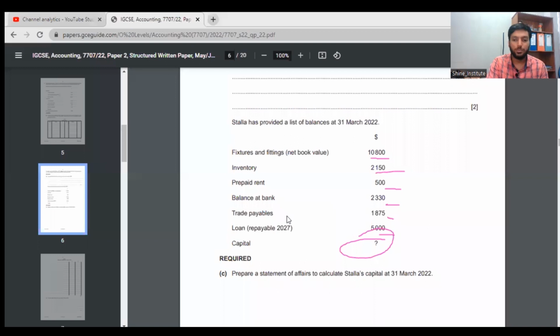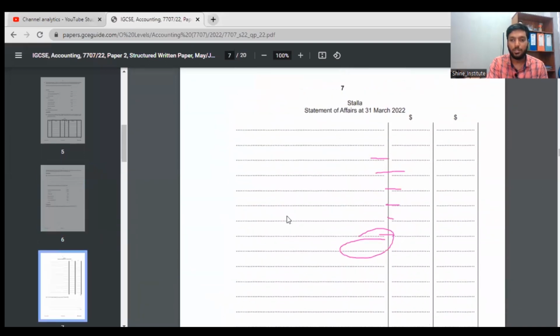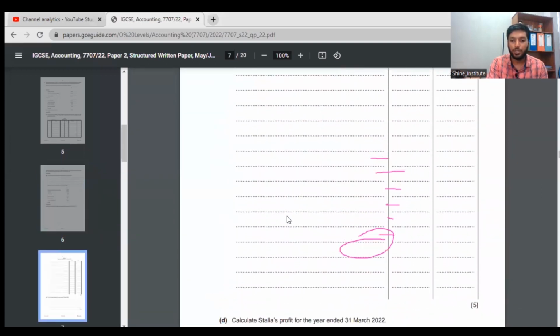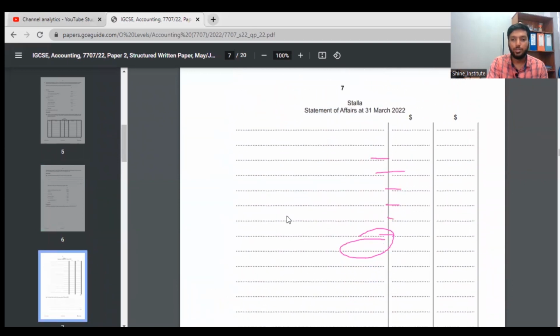Now I need to draw this sum. So let me take some time, draw this area. So how many marks for this? 5 marks. It's good. It's a very easy 5 marks area. So let's draw the format now. Let's start doing the sum.